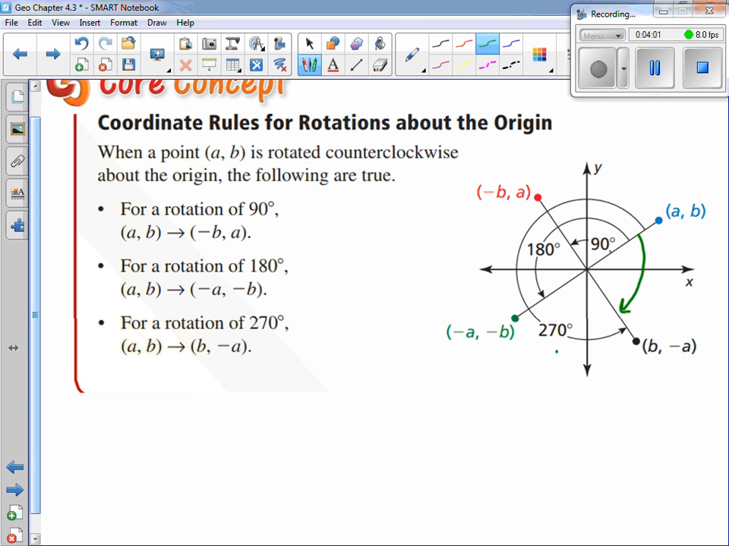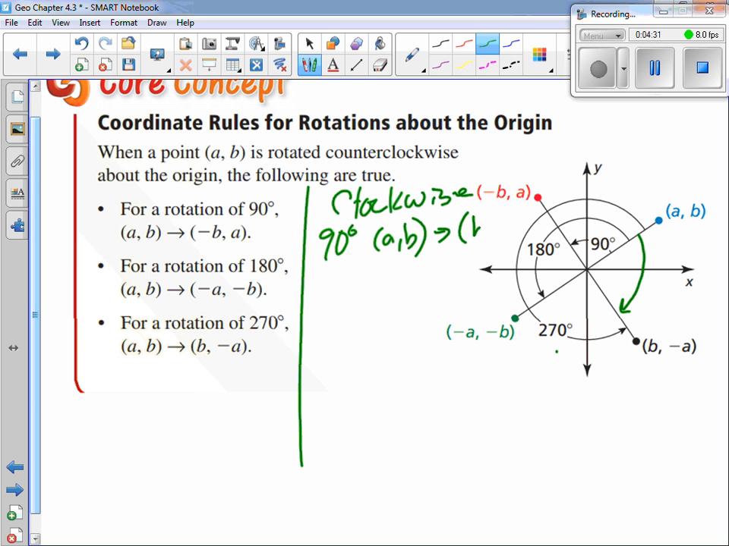Really what we're doing for clockwise is similar. I'm going to flip A and B. But when we did it counterclockwise, we made the first one negative. What would you guys guess for going clockwise? We would make the second one negative. So for clockwise, 90 degrees, we could say A comma B is going to become B comma negative A. 180 degrees, well, that'd be A comma B is equal to negative A comma negative B.